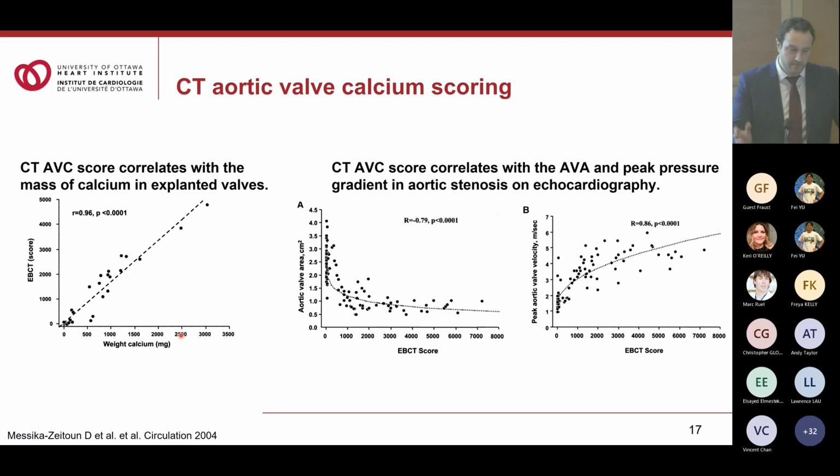Dr. Masika has done some pioneering work on this, starting in 2004 with a publication that showed that the CT-AVC score correlates with the mass of calcium from explanted valves. So there's a clear correlation with that, which is the prerequisite for this to be used as an imaging modality for quantification. It also correlates, interestingly, with the AVA and the peak pressure. So that was some of the early data that correlated CT-AVC with hemodynamic severity.